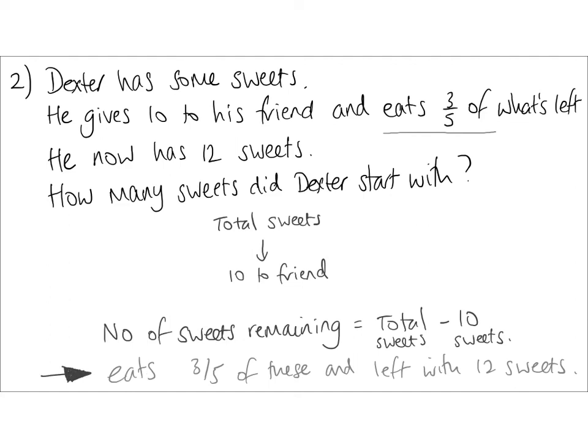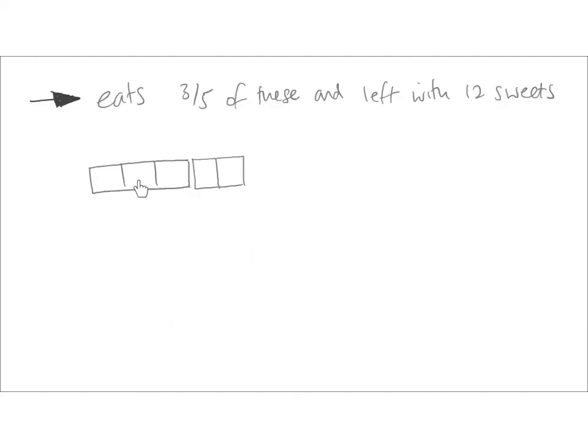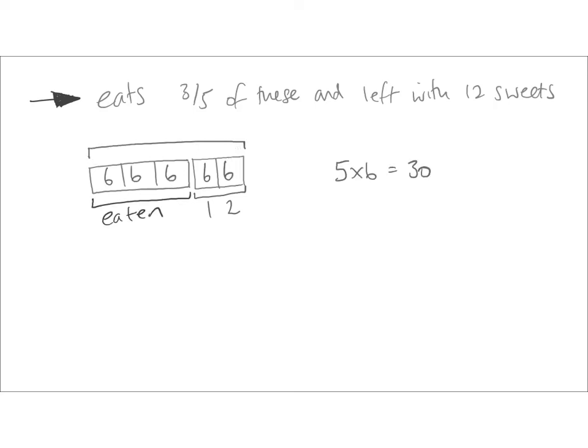So let's focus on this last comment first. So I've drawn 3 here to represent that 3, and then the dotted line equivalent is here, and then 2 more for the 5. But we know there's 12 left, so that's these 2 just here, because he ate 3/5 of them. So in each of the boxes is 6 and a 6, which gives us 12. So we can replicate that in the other boxes. So in total, 5 times 6 gives us 30.